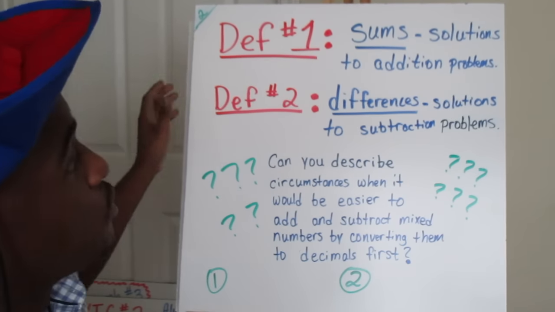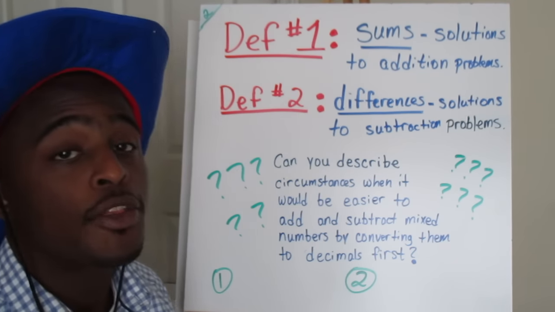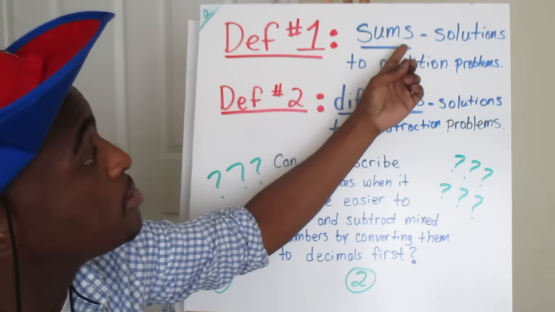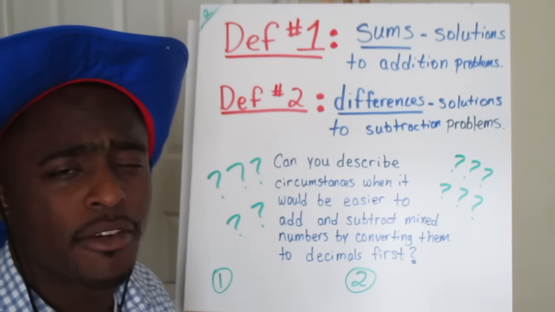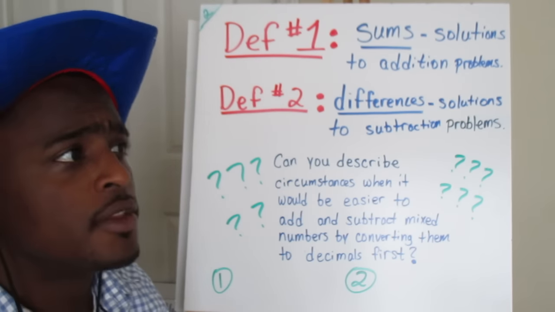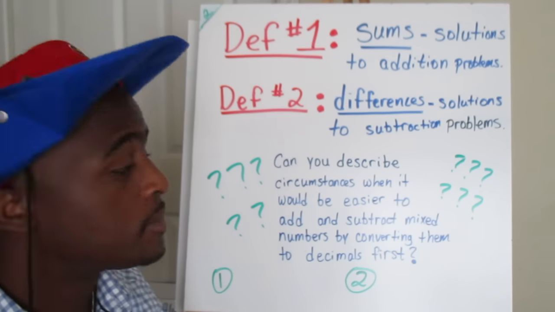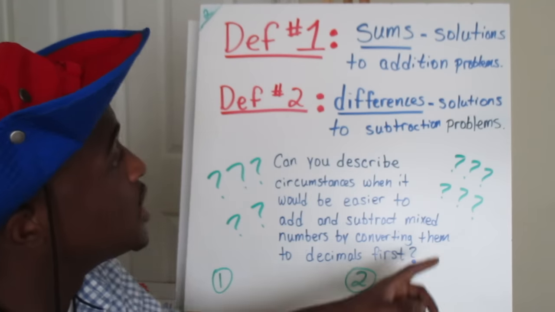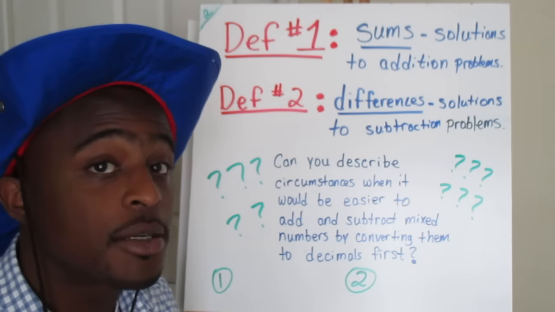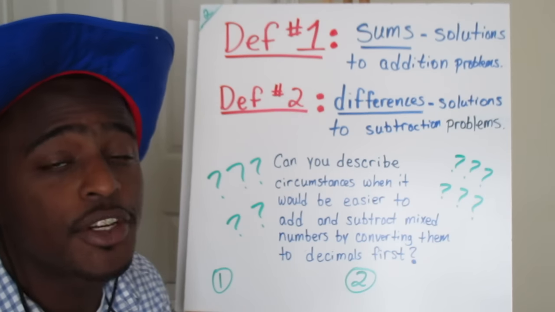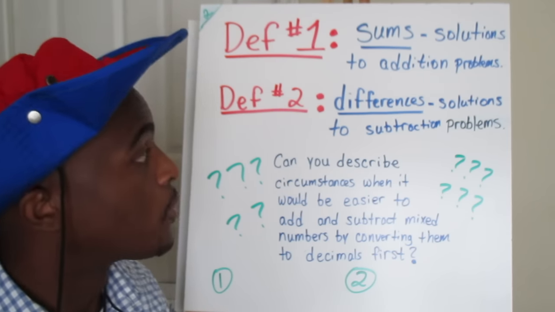Let's get down two very important definitions. First, definition number 1, the word sums. Sums are just what we call the solutions to addition problems. You probably remember that from elementary school. So the sum of 6 plus 4 would be 10. Definition number 2, differences. Differences are what we call the solutions to subtraction problems. So the difference of 10 subtract 6 would be 4. All right.